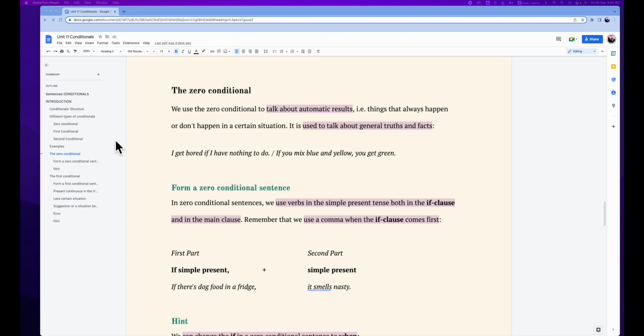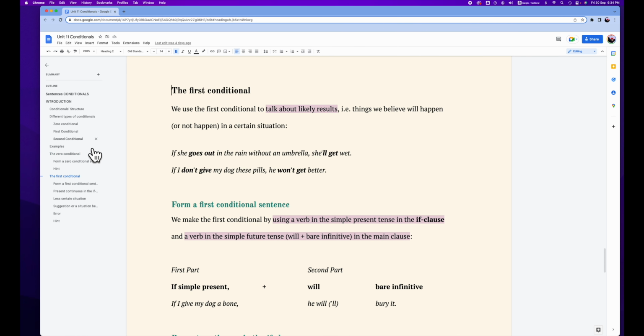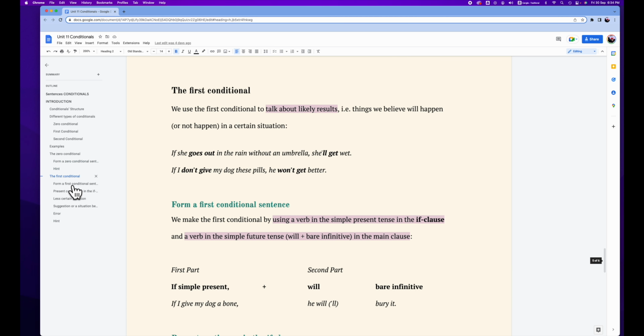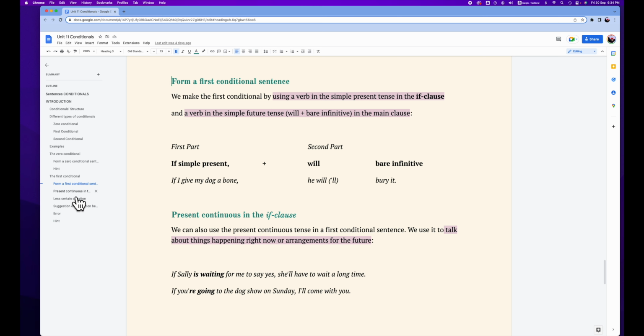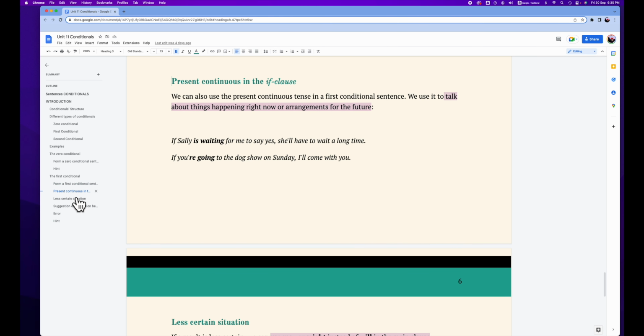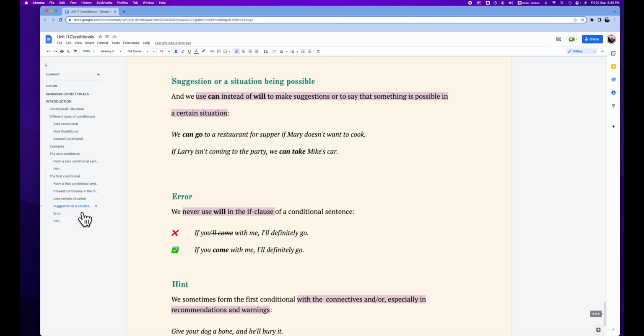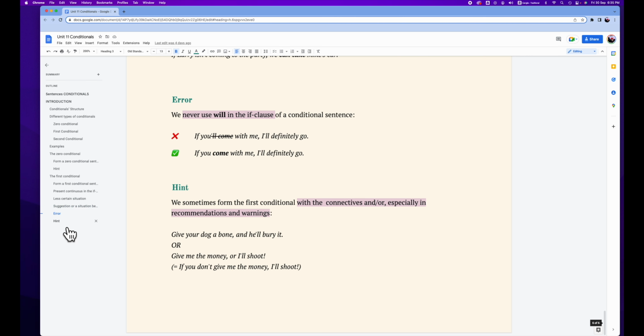Let's take a look. First of all, we talk about the zero conditional, and then we are going to talk about the first conditional. About the zero conditional: how to form it, and what the hints are. For the first conditional, we talk about how to form it, what tenses we're going to use in the if clause, and for less certain situations, what modal verbs we should use. And there are suggestions, or situations being possible, and how we could arrange them, the common mistakes, and some other hints.